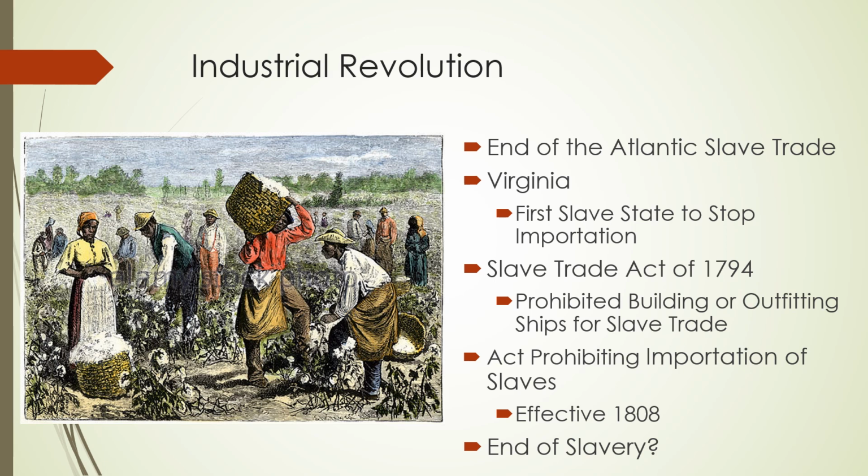All right, and then in 1808, Congress passes the act prohibiting the importation of slaves, which Jefferson signs. So Jefferson signed the legislation that ended the Atlantic slave trade for the United States, which means no more slaves will be brought from Africa to the United States. All right, the Atlantic slave trade is over as far as the United States is concerned.